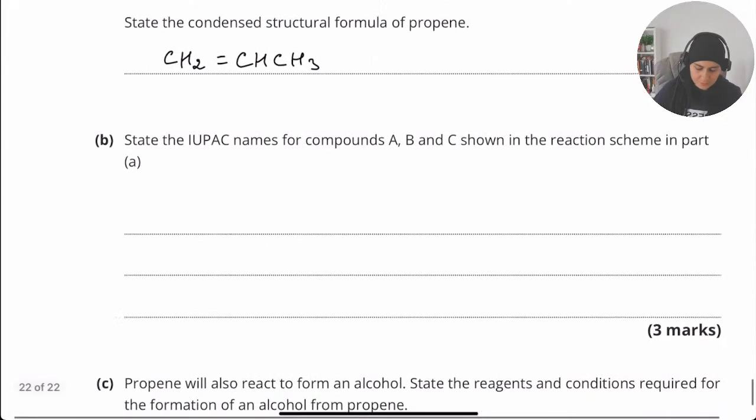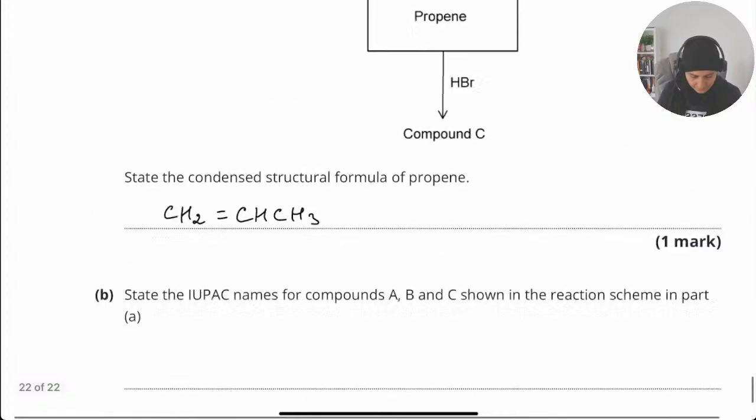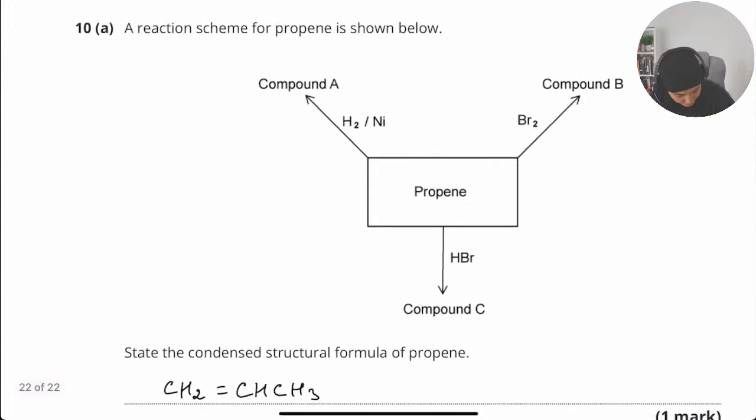Then state the IUPAC names for compounds A, B, and C shown in the reaction scheme in part A. Okay, let's see. So this is my propene, CH2=CH-CH3. What happens if I add... let me put it here. So that's an alkene, right? What happens if I add hydrogen over nickel catalyst? Well, alkenes undergo addition, so hydrogen would just go into the molecule, so I would form an alkane.